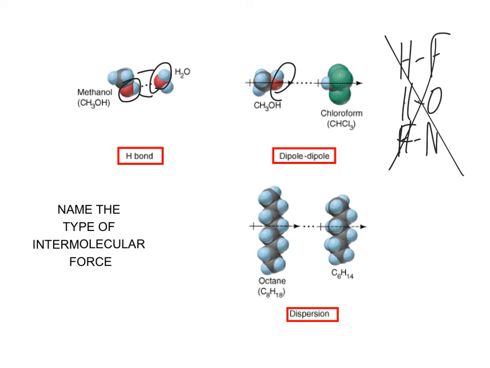When I look at the bottom, I have 2 nonpolar molecules, 2 hydrocarbons, C8H18 and C6H14. So octane and hexane. Two nonpolar molecules. Nonpolar molecules can only ever have London dispersion, or at this point we just call them dispersion forces, holding them together. So remember, polar are going to be either H bond or dipole-dipole. Nonpolar will always just be dispersion.